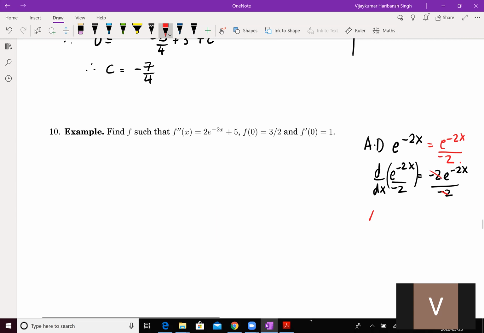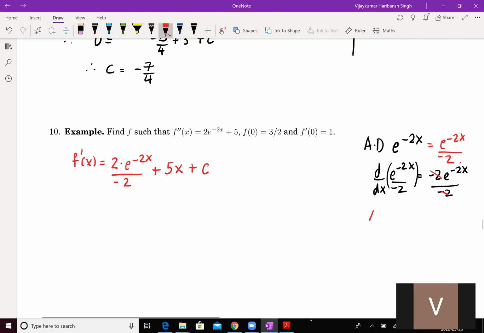So we have f double prime. The first step would be to find f prime. So f prime x is going to be 2 times the antiderivative of e to the minus 2x, which is e to the minus 2x divided by minus 2, plus, what is the derivative of what is 5? The derivative of 5x is 5. So therefore the antiderivative of 5 is 5x, plus c, right? So we got this now.